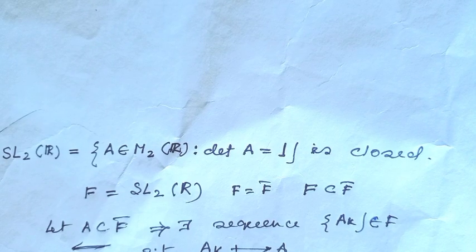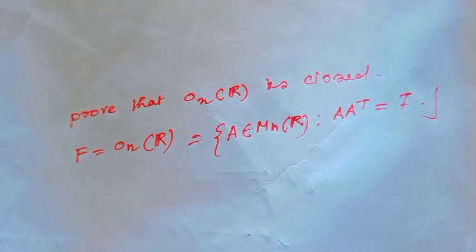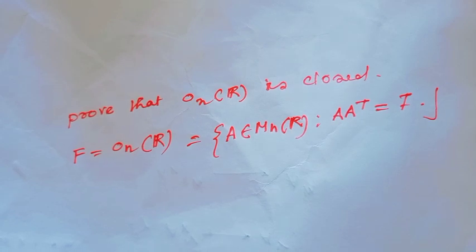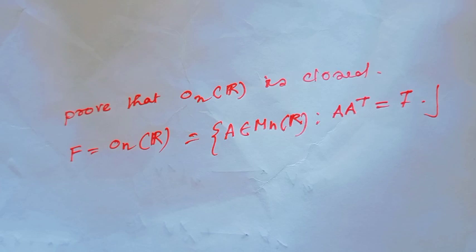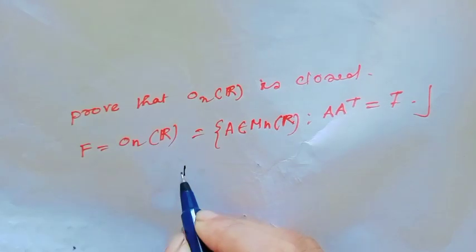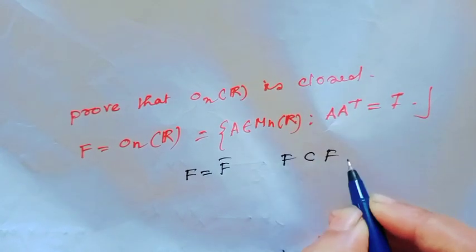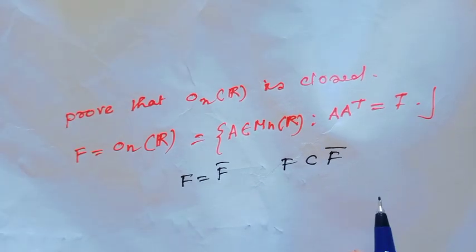Okay? Well, next example, I will say the set of orthogonal matrices is closed. This example is similar to before. Try it yourself. Just as a review, I have solved this question again. But at first I highly recommend you please try it yourself. Here we have to prove, similar to before, F equals F closure. Clearly F contains F closure. Now we have to prove F closure contains F.